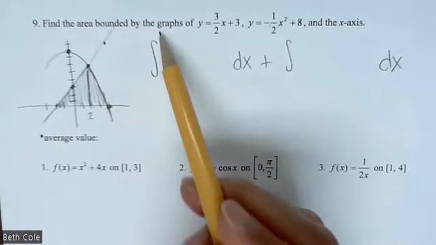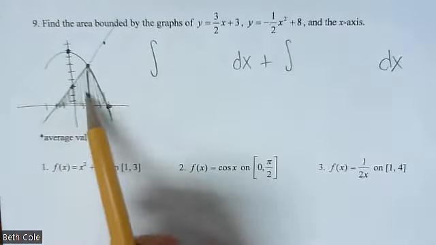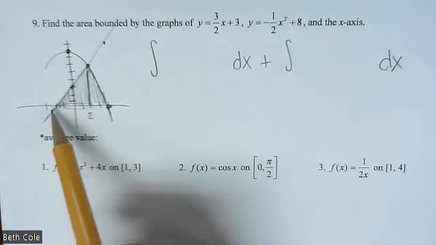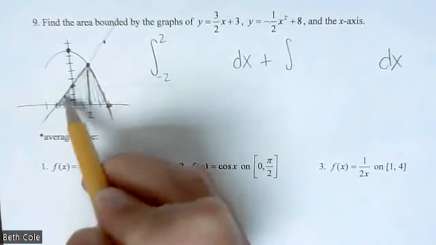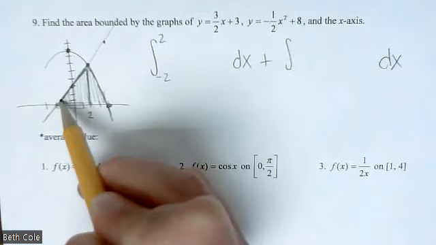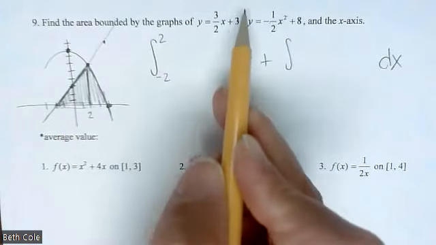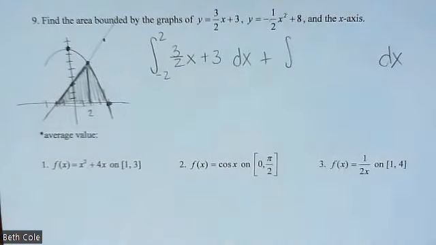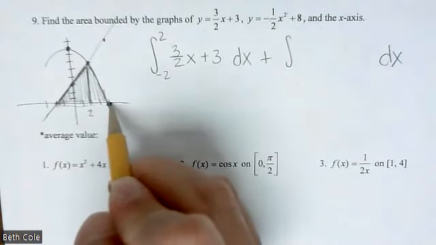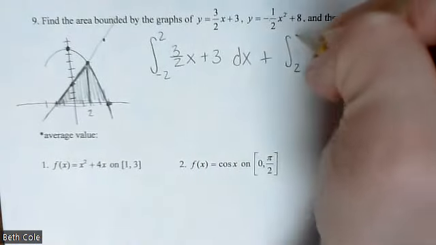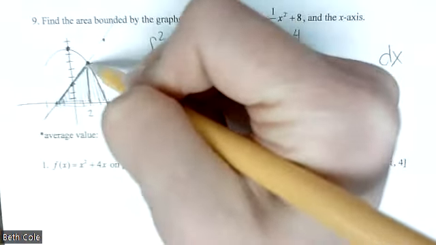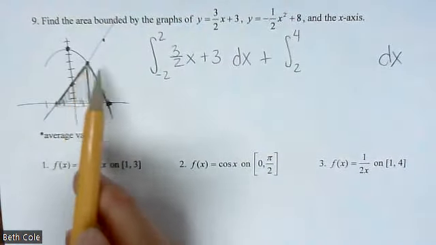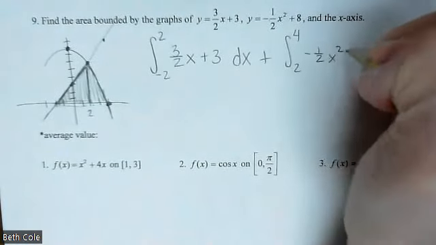So what are your boundaries for the first integral for this part? From where to where is it? Good, -2 to 2. And which function is that you're underneath? Which one is it? Yeah, the line, right? The 3 halves x plus 3. And then what are going to be the boundaries for the other one? Good, 2 to 4. And do you see how for that one we're underneath the parabola? So the -1/2 x squared plus 8.